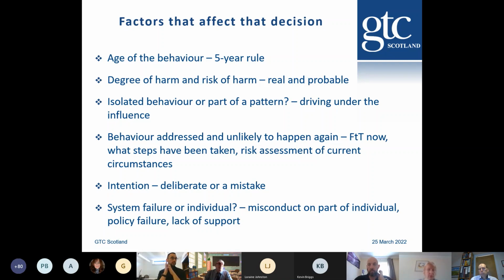And we would look at whether it was a system failure or whether it was misconduct on the part of an individual. We can only investigate registrants, so individuals. If it's a policy failure or something that happened due to a lack of support and no individual registrant was responsible, it's not the kind of thing we would look at. That's for other people to look at.